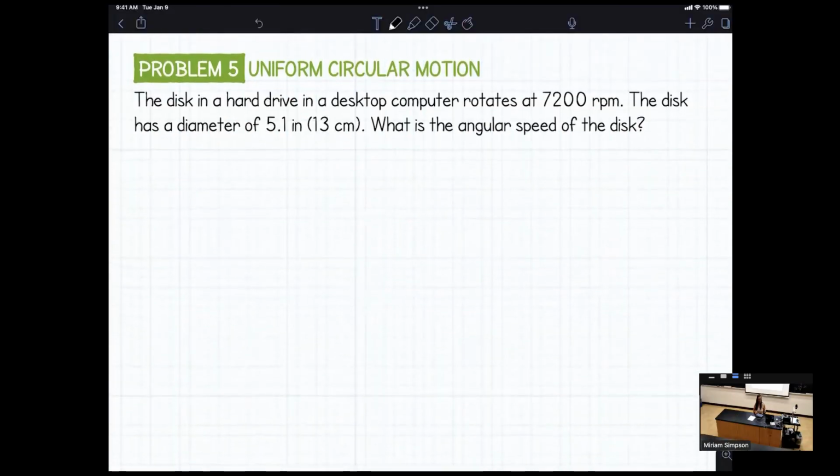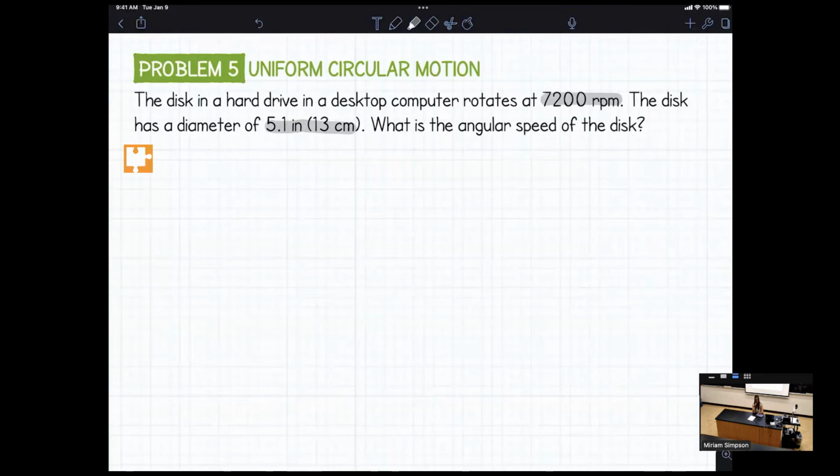So we have a disk in a hard drive in a desktop computer. We still have some of these; a lot of them are solid state now, which is not disk based, but whatever. So all these dated spinning questions. We have it rotating at 7,200 RPM. That's rotations or revolutions per minute. The disk has a diameter of 5.1 inches, which is 13 centimeters, and we want to know the angular speed of the disk.